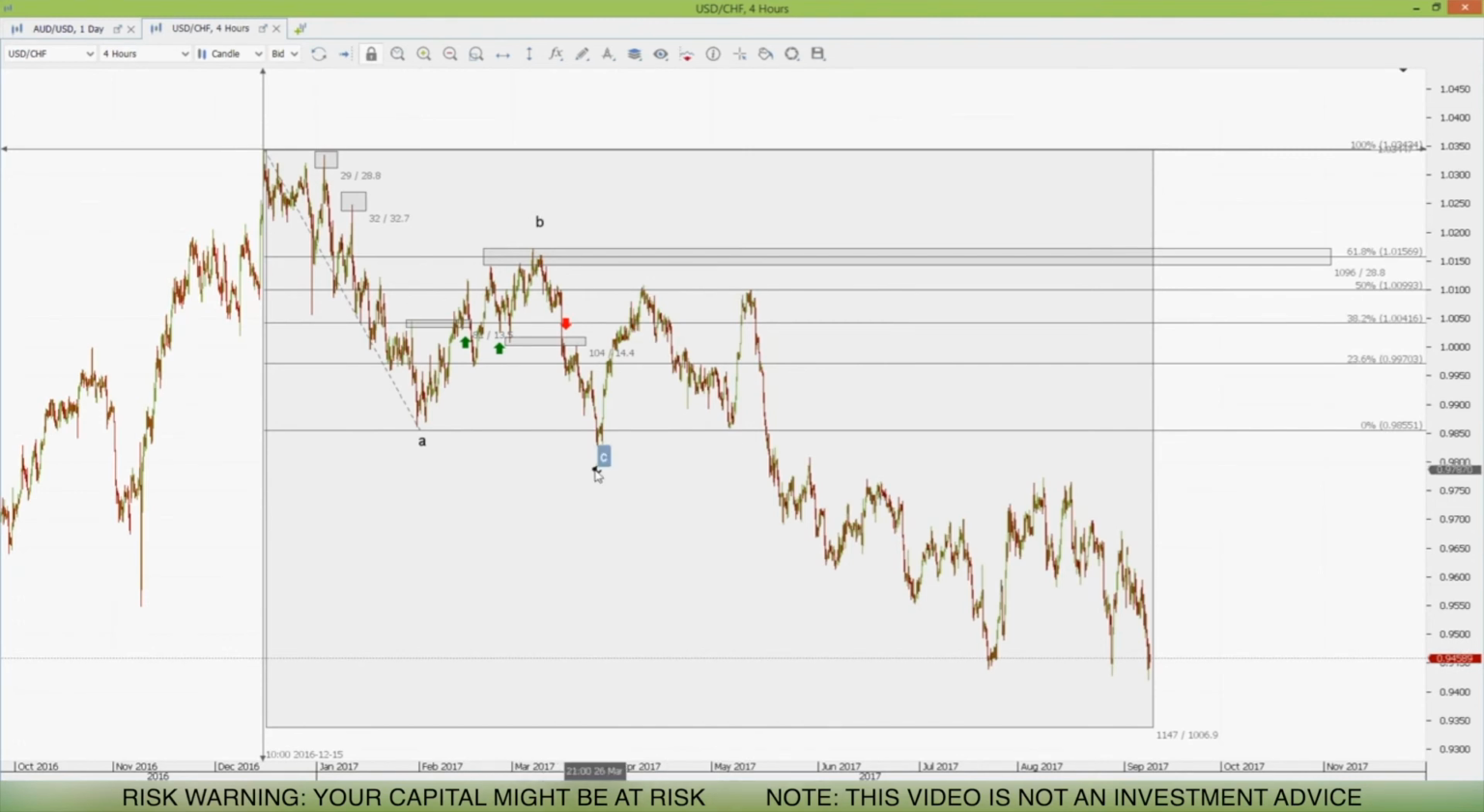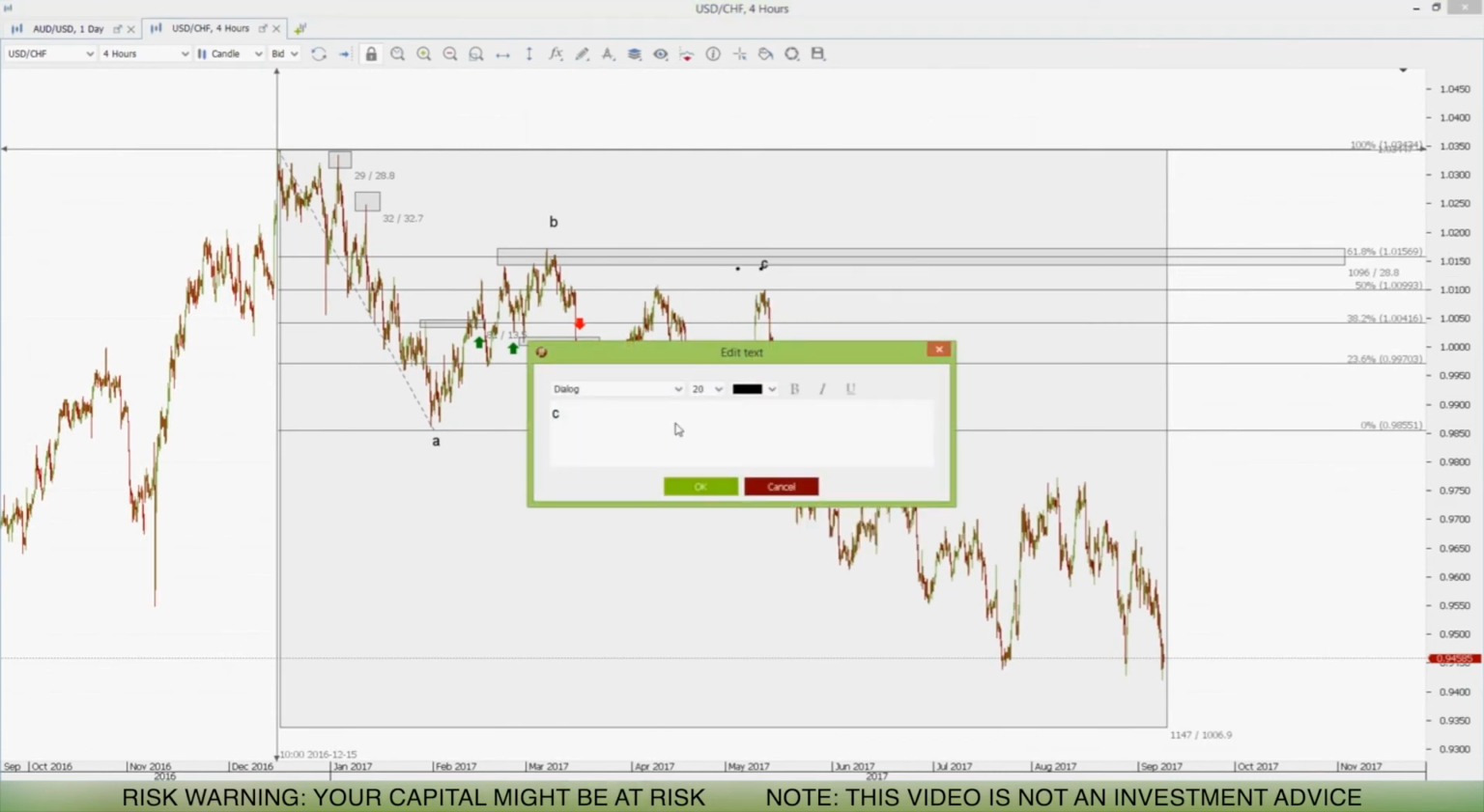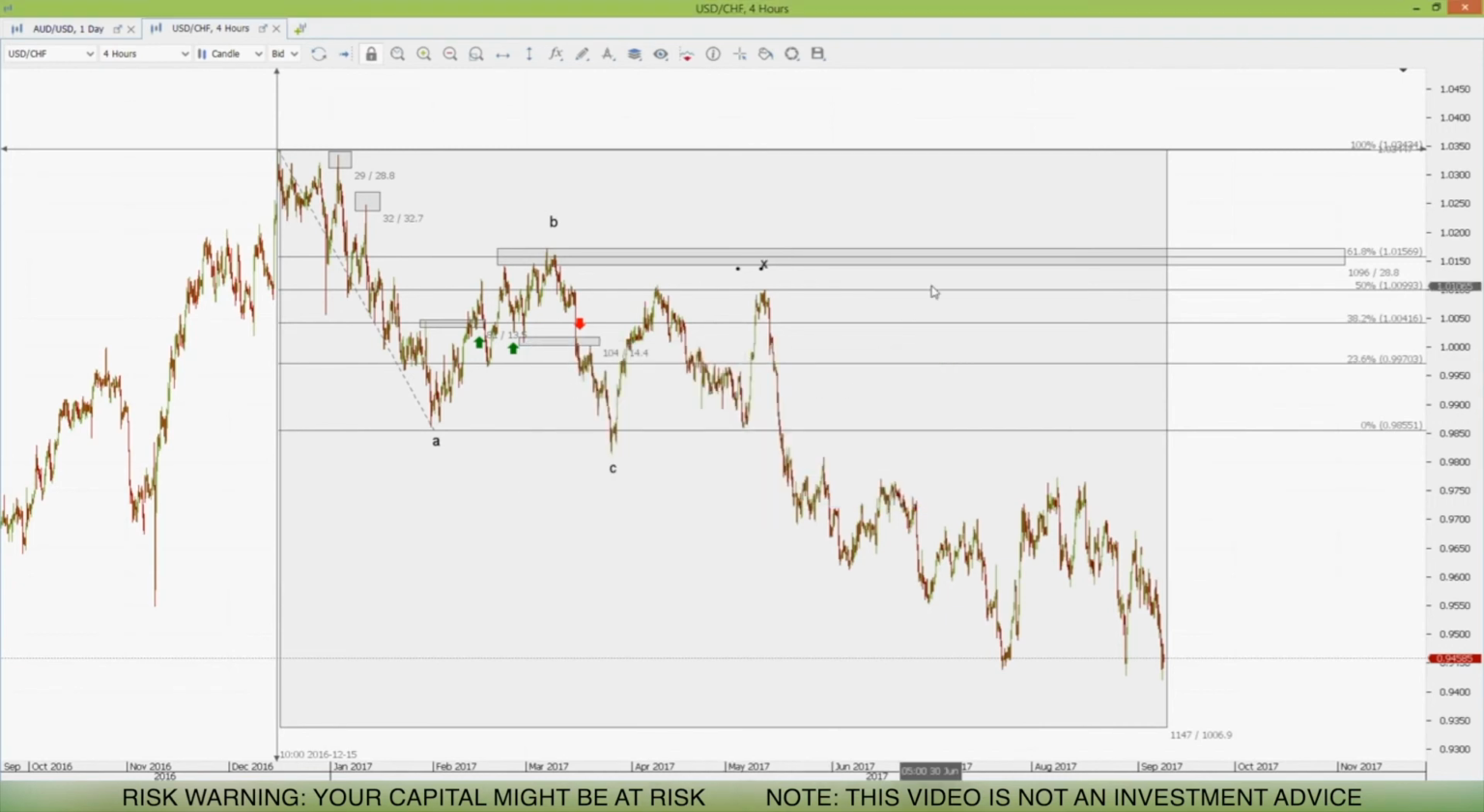Any complex correction has at least one X wave, and this X wave is always a corrective wave. It is called an intervening X wave or a connecting X wave. It connects two simple corrections, but more on this probably on some other occasions.